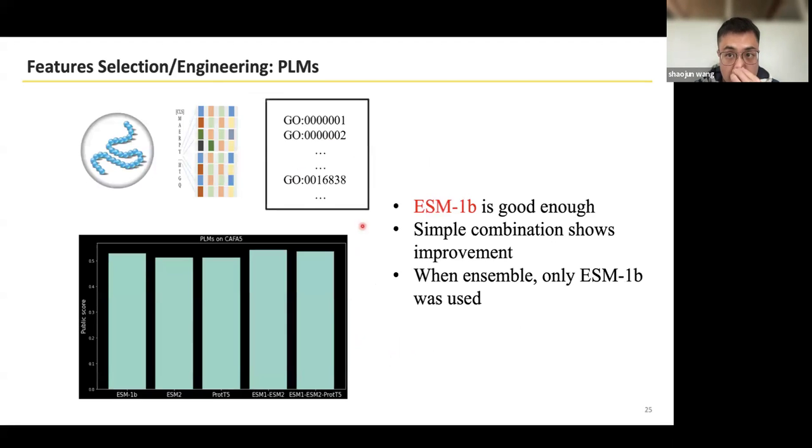For protein language modeling, corresponding dense representations are available given protein sequences. With the help of functional annotation data, we can then predict the corresponding GO terms for these proteins. During the competition, we tried three methods, ESM1B, ESM2 and ProtT5, and also considered concatenating their representations for prediction.